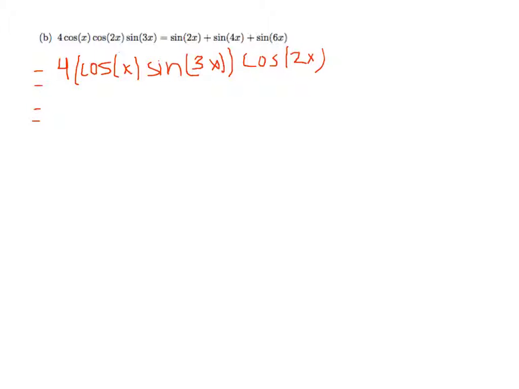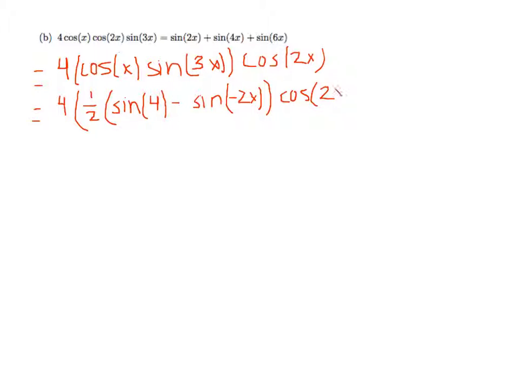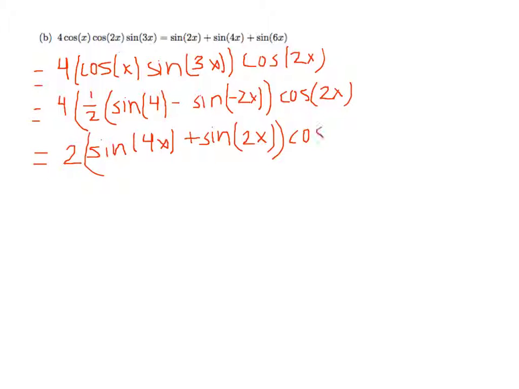And we're going to use our product to sum formula. So we have the 4 still, and it's 1/2 times sine of x plus 3x, which is 4x, minus sine of x minus 3x, which is negative 2x. And then we still have that cosine of 2x outside. Let's get rid of that 4 and 1/2, so that becomes 2 sine of 4x plus sine of 2x, because we can bring that negative out in front, and that minus times a negative becomes positive, and all of this times our cosine of 2x.